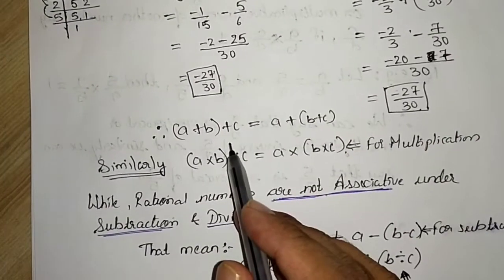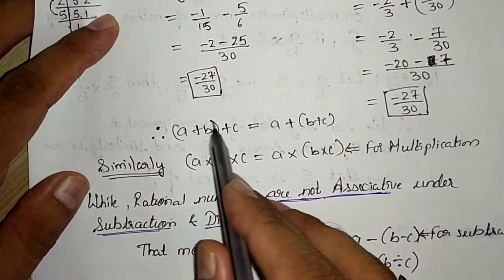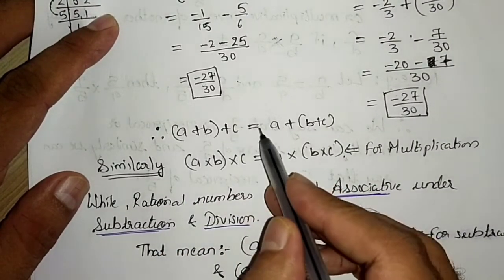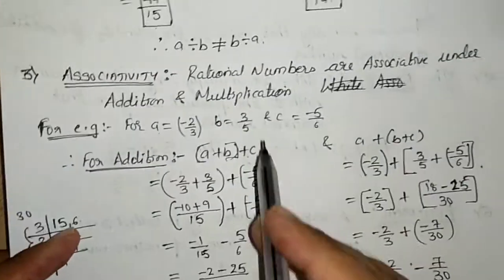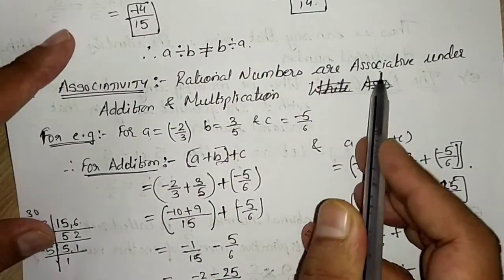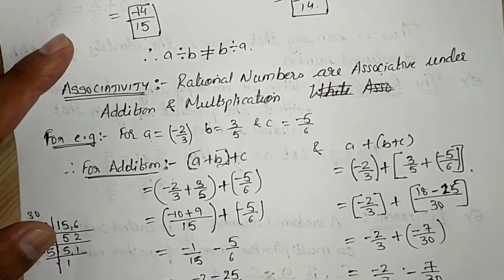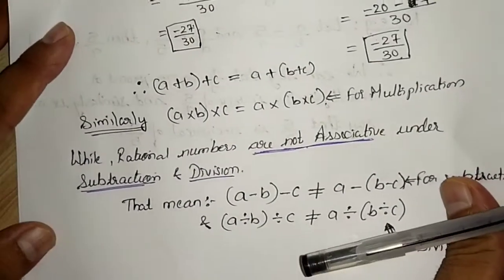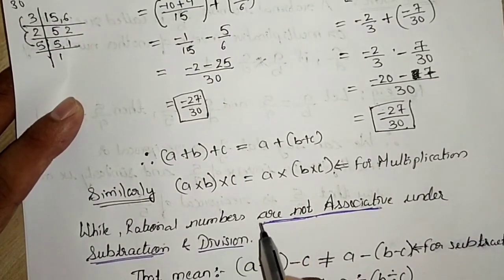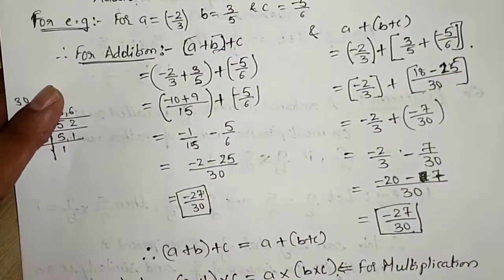So I can say that (A + B) + C is equal to A + (B + C). So I can say that rational numbers are associative under addition. Now for multiplication also, let us try. Similarly, I have not given an example, that you will do on your own.